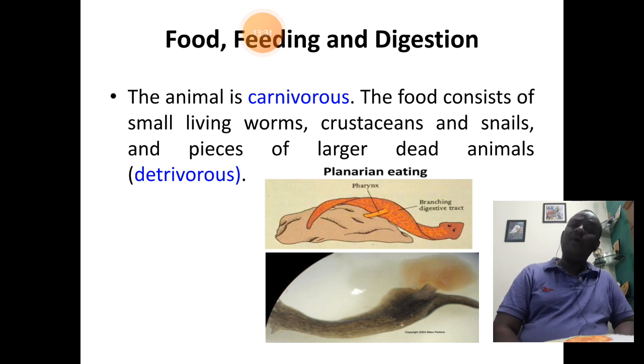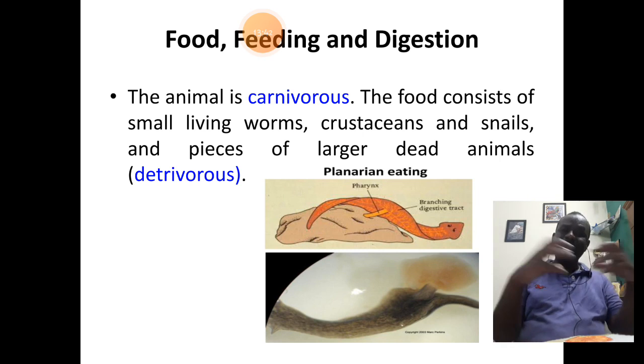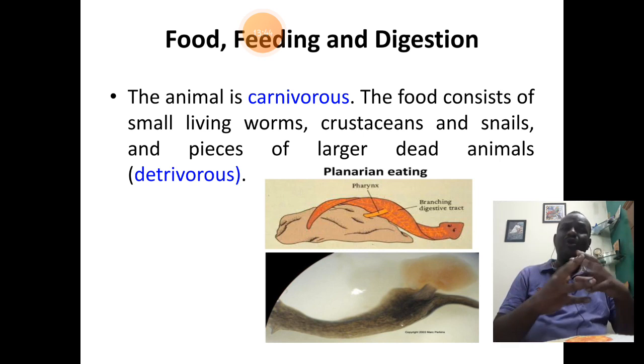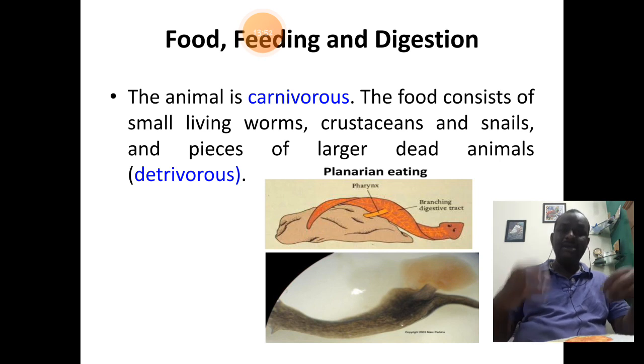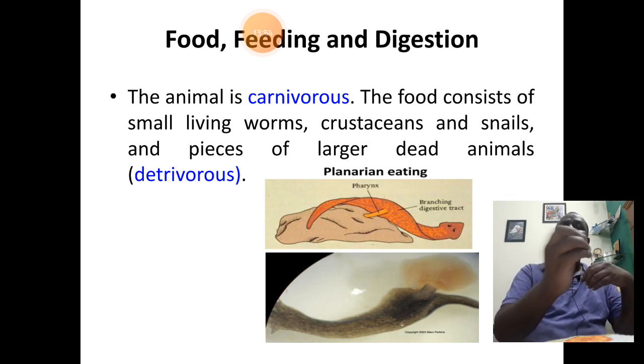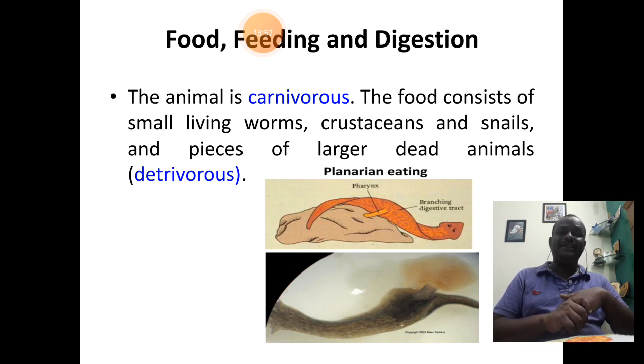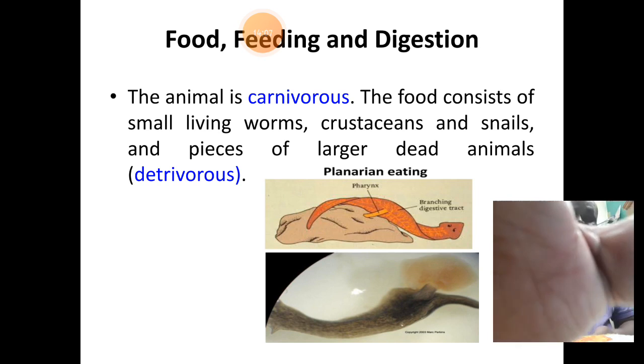Sometimes Planaria can also feed on the larger dead animals' body pieces that flow in the water. So when fishes eat the major part of the body of the dead animals, and crabs feed on this dead animal, some portions of it are left in the water. Such pieces of dead animals will be fed upon by this Planaria. Hence it is also called detrivorous because it feeds on dead animals. So Planaria is both carnivorous and detrivorous.